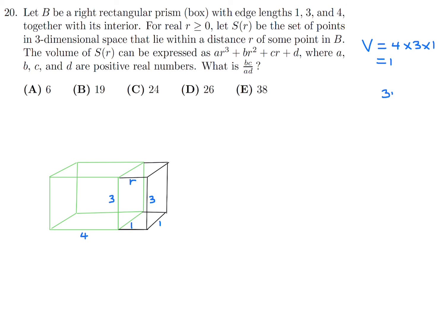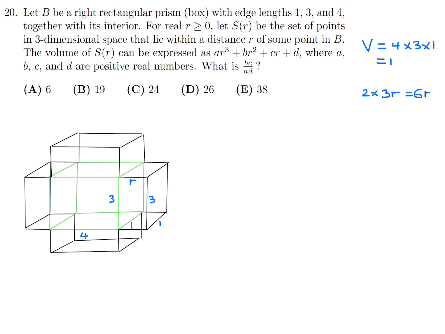So that is 3r. But there's going to be 2 of them, right? There's going to be another one on the other side. And since there's 2 of them, 1 on each side, we have to multiply this by 2. So that gives me 6r. And the same story holds that we're going to have 1 on the bottom and 1 on the top.